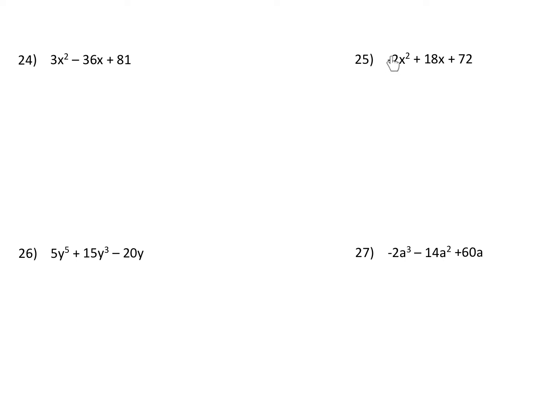Well, it all depends on this first term. We call this the leading coefficient, right? Coefficients are the numbers in front of the variables. So here, this is the one in front. This is the leading coefficient. If this is negative, you want to factor out a negative. Whereas if it was a positive, you would want to factor out a positive. So here we're going to factor out a negative 2.